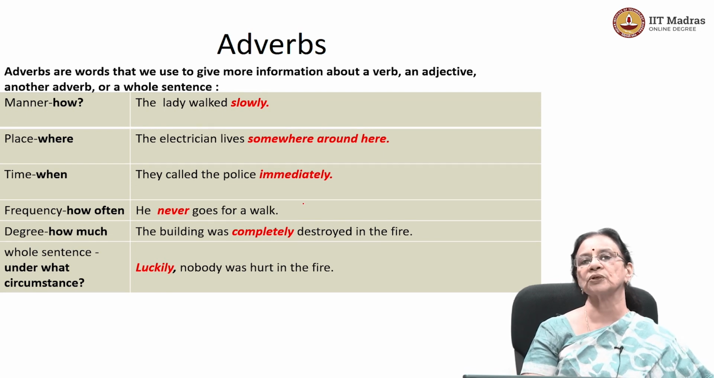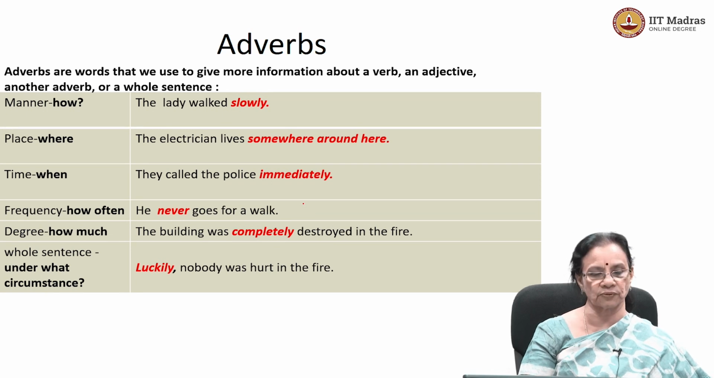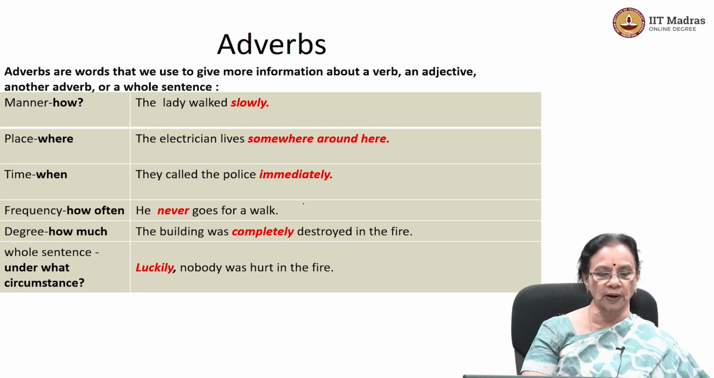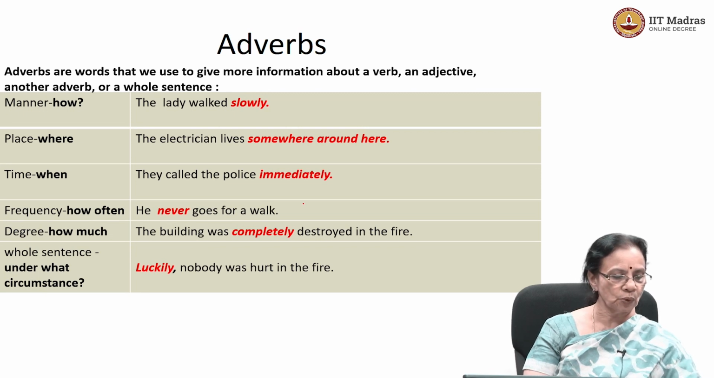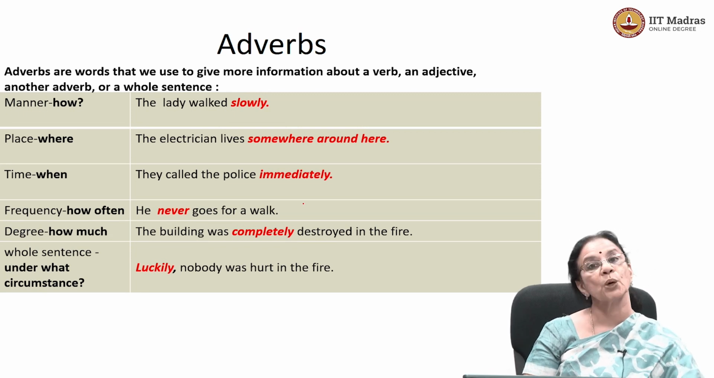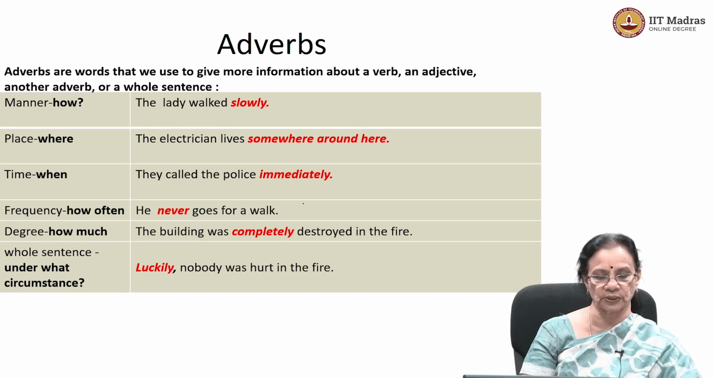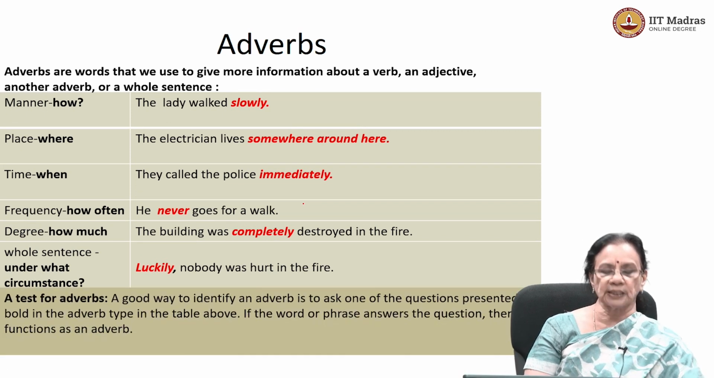So these are the different kinds of adverbs that we have. We have adverb of manner, adverb of place, time, frequency, degree, and sometimes it defines the whole sentence. So is there a way of finding out whether a word is an adverb? Let's see. A test for adverbs.